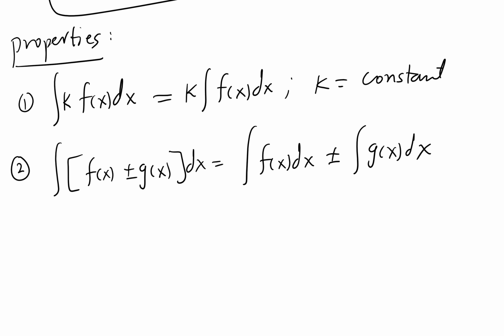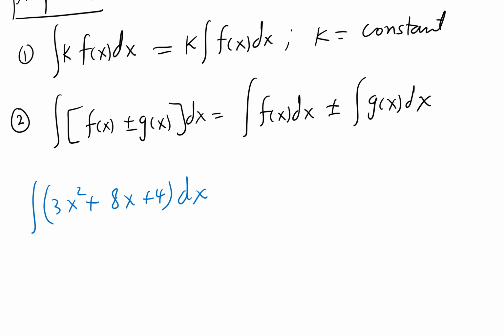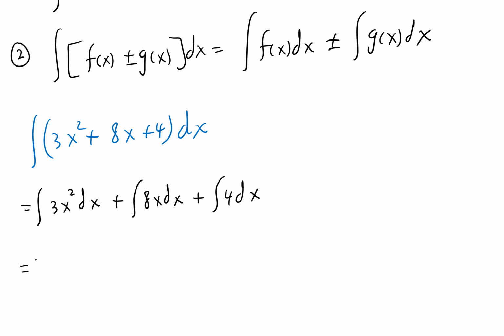To apply these properties, let's try to integrate 3x squared plus 8x plus 4 dx. Step by step, first we use property 2 to split this into 3 integrals because I have 3 functions. Then by property 1, I see some constants like the 3, the 8, and the 4, so take them outside.